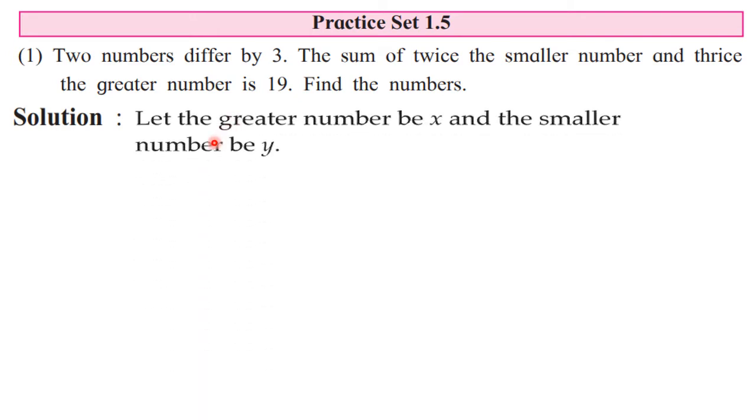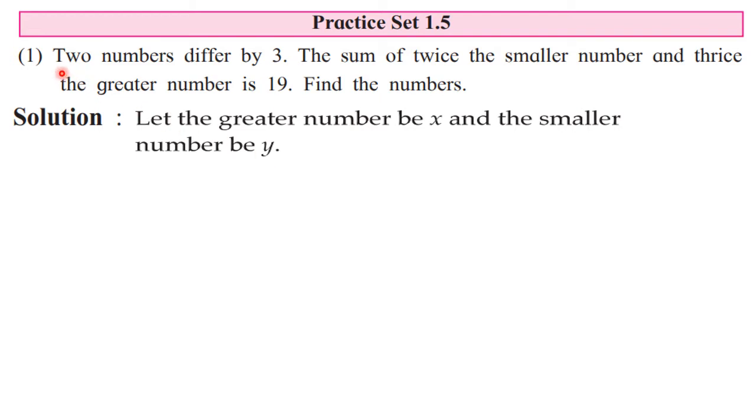Okay, in solution, let the greater number be x and the smaller number be y. That means any number you can take as x and the other you can take as y. You are going to get answer anyway. So here first the greater number is taken and then the smaller number is taken.